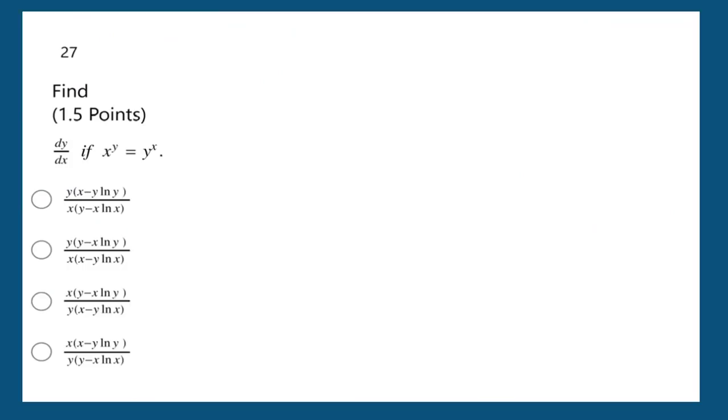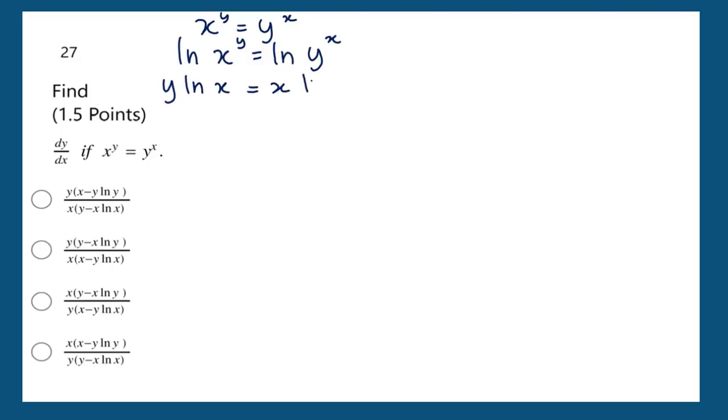Okay, question number 27 here, where you were asked to find dy/dx if x to the power of y equals y to the power of x. So we're going to put ln on both sides. So ln x to the power of y equals ln y to the power of x. You can use the properties of log, where you can just bring down the y to the front, so y ln x equals x ln y.